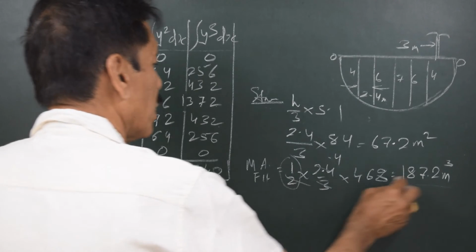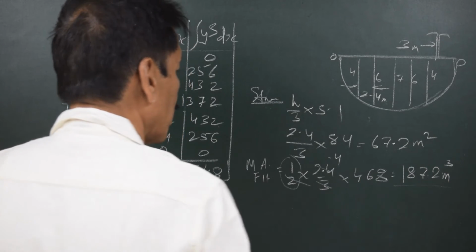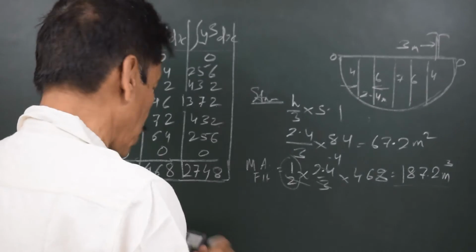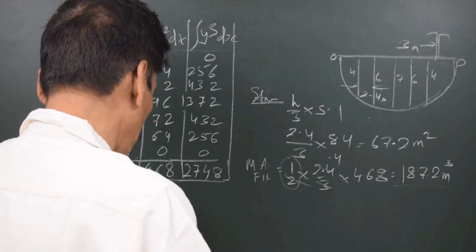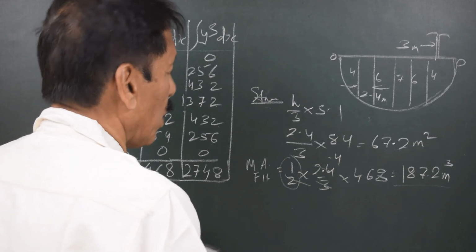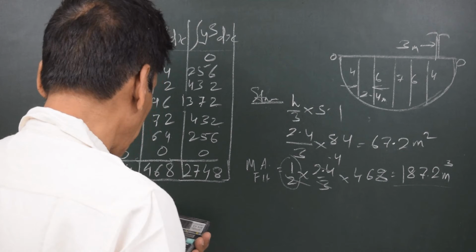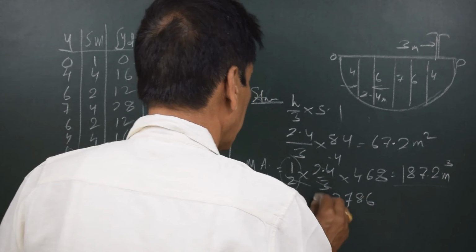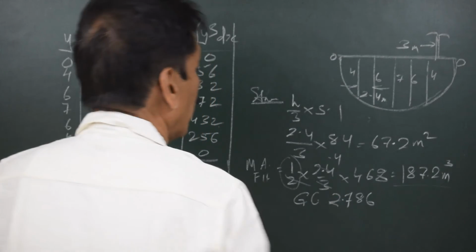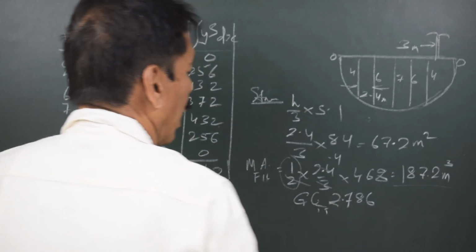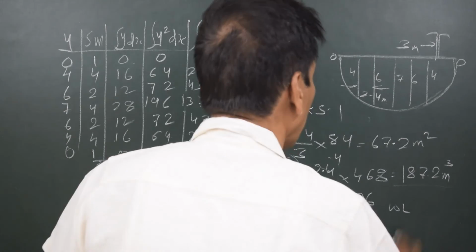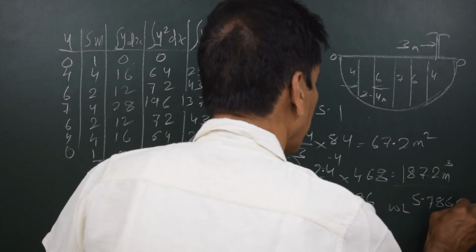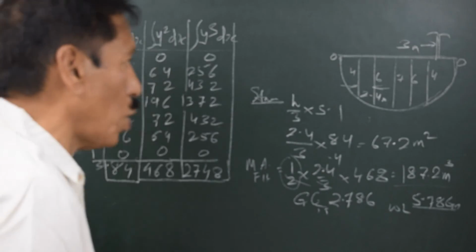So if I divide this by 67.2, what I get is the position of centroid with respect to the flat side. So that's going to be 187.2 divided by 67.2, which gives me 2.786. 2.786 is the geometrical centroid from the tank top, and therefore with respect to water level I will add 3, so it becomes 5.786 meters, the position of geometrical centroid from the water level.